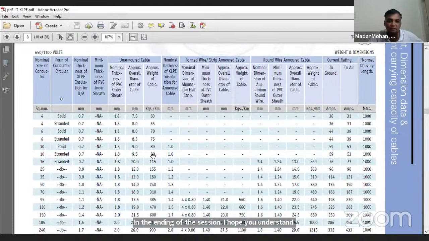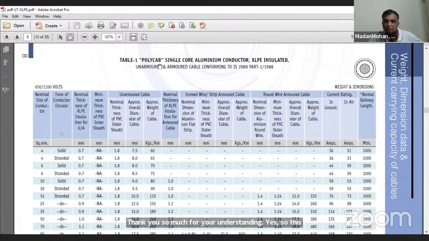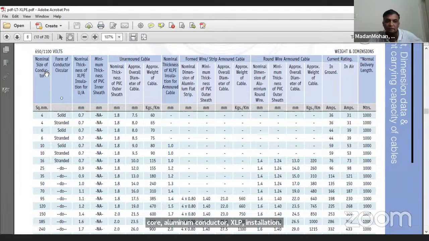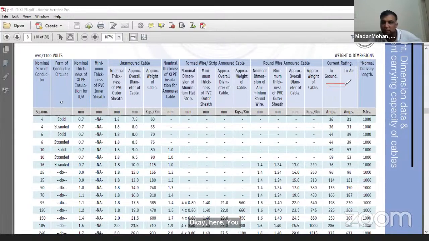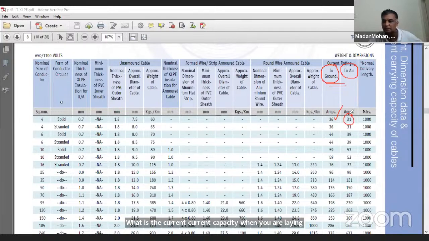So this is a single core cable: single core aluminum conductor with XLPE insulation. You can see the cross-sectional area of the conductor here, and these are all the parameters of the cable. And here is the current rating of the conductor, which depends upon the laying method. When you are laying the cable in the ground, what is the current carrying capacity? When you are laying the cable in the air, meaning above the ground, what is the current carrying capacity?